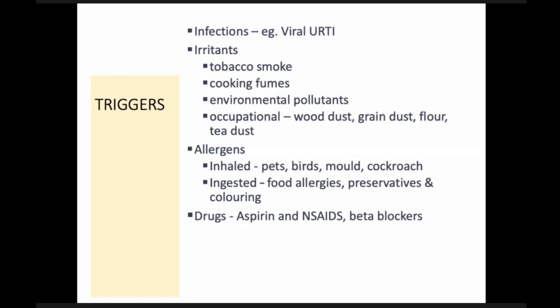Drugs, medications: ask about aspirin, NSAIDs, and beta blockers like propranolol given for high blood pressure and cardiac problems. People with sinusitis or chronic rhinitis, allergic rhinitis and rhinosinusitis, it can act as a worsening factor for asthma.